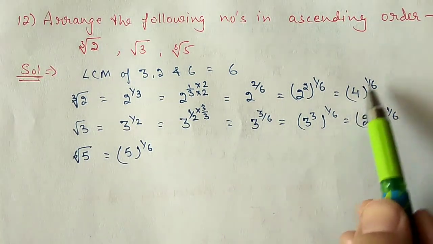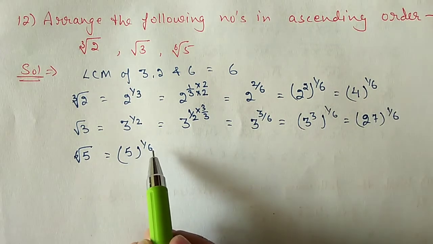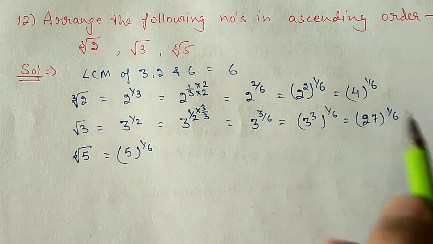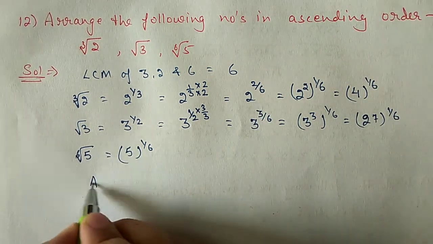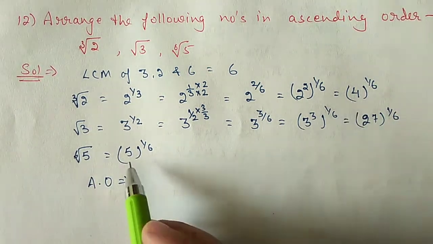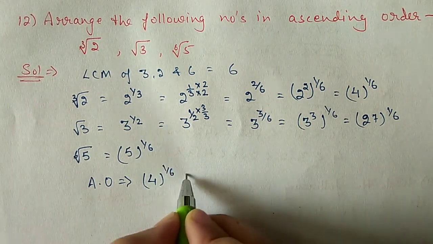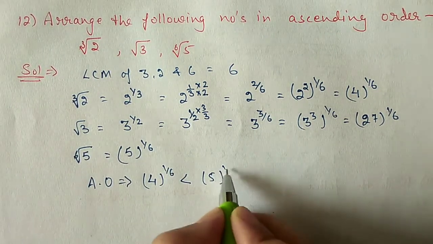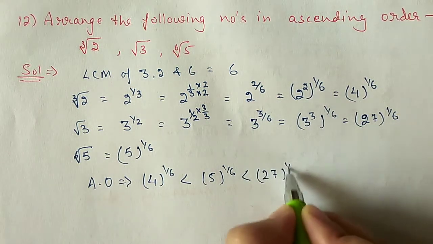Now you can see 4 to the power 1 by 6, 27 to the power 1 by 6 and 5 to the power 1 by 6. This power is same, so we can compare these numbers. These numbers we have to arrange in ascending order, means small to big. So from 4, 27 and 5, 4 is the smallest number, means 4 to the power 1 by 6. Then 5 to the power 1 by 6, and then at last 27 to the power 1 by 6.